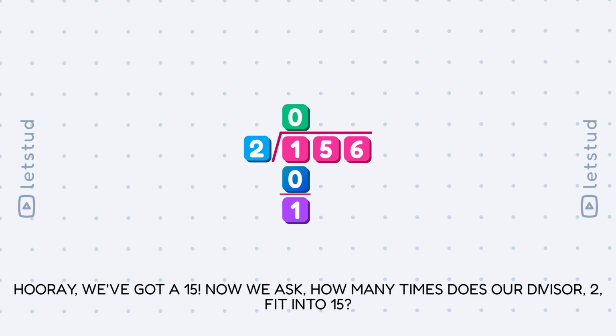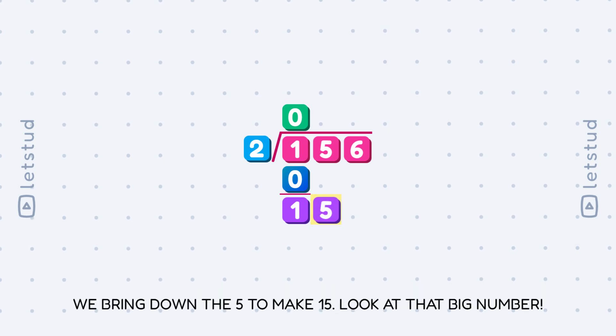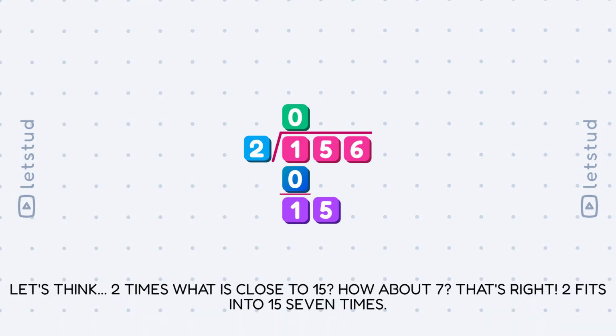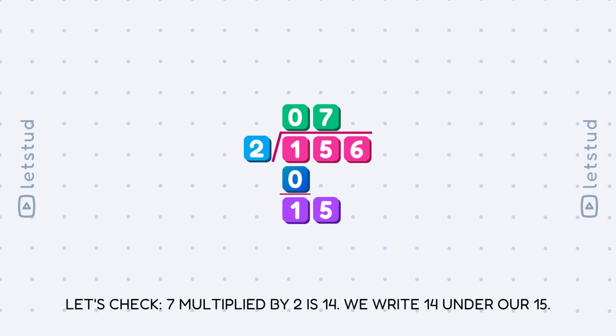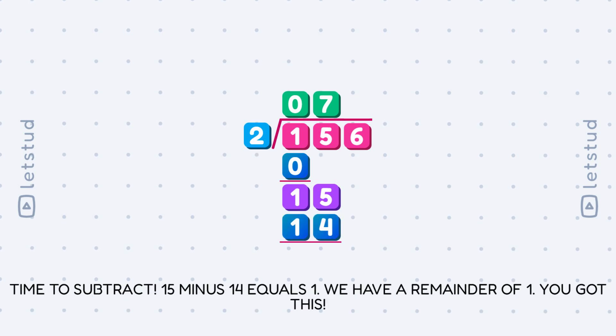Now we ask, how many times does our divisor 2 fit into 15? We bring down the 5 to make 15. Look at that big number. Let's think, 2 times what is close to 15. How about 7? That's right, 2 fits into 15 7 times. Let's check. 7 multiplied by 2 is 14. We write 14 under our 15. Time to subtract. 15 minus 14 equals 1. We have a remainder of 1.